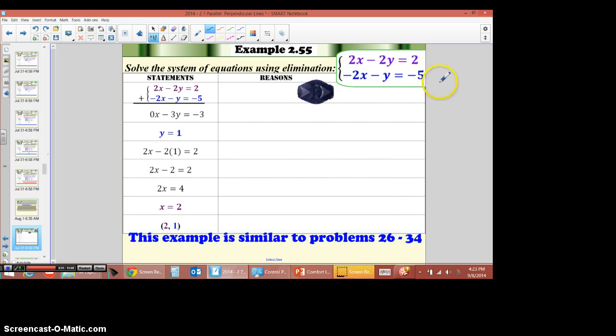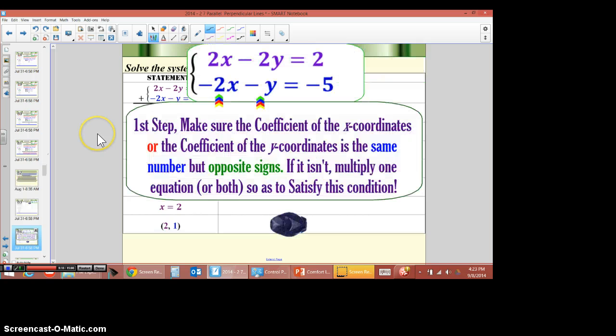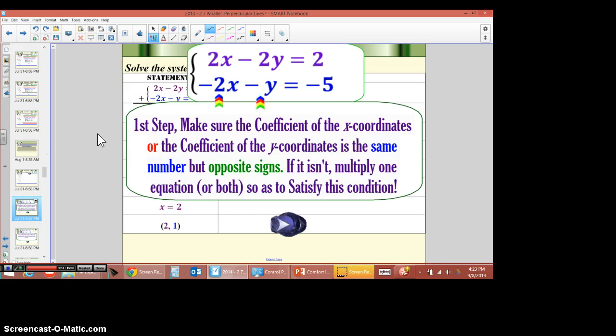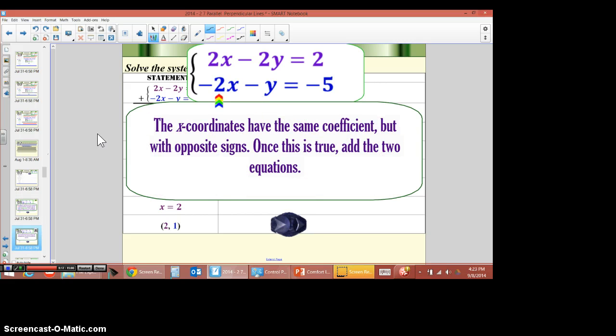The first step you need to worry about is getting one of your variable sets, either the x's or the y's, to have the same coefficient of 2, see this? And one of them is positive and one of them is negative. I have to manipulate the equations to get to that point. Right here, this is where it talks about it. I manipulate the equations so they have opposite signs. The x-coordinate has the same coefficient but opposite signs, so we're good.